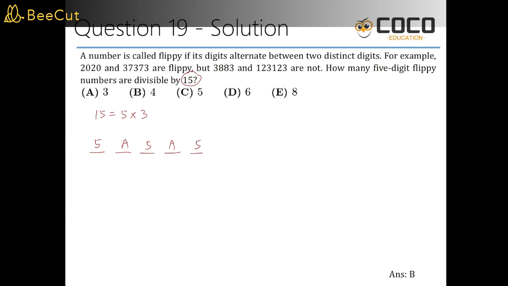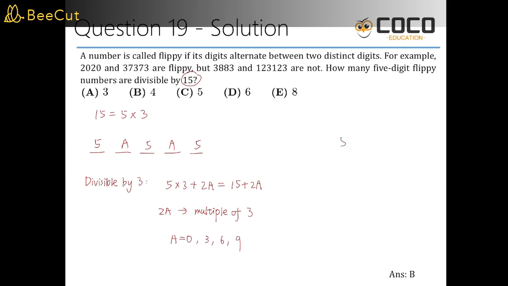If a number is divisible by 3, divisible by 3 means the sum of digits is a multiple of 3. So we have 5 times 3 plus 2A. This is 15 plus 2A. This is a multiple of 3. 15 is already a multiple of 3, so we need 2A be a multiple of 3. So A can equal to 0, 3, 6, or 9.